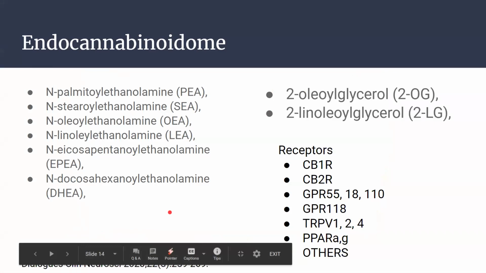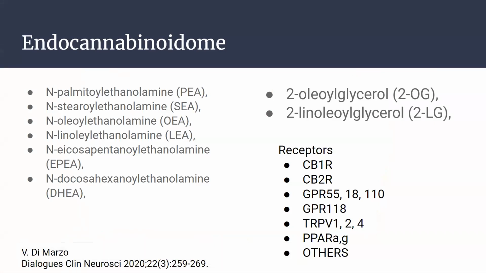Now, Dr. Vincenzo Di Marzo, the Canadian researcher, coined the term endocannabinoidome. He said that apart from AEA and 2-AG, there are a whole set of other molecules. On the left, PEA, SEA, OEA are anandamide-like endocannabinoids. And on the right side are 2-AG-like endocannabinoids. All these molecules form the extended endocannabinoid system, and they have effects in various other ways. Not only on CB1 and CB2 receptors, they have effects on GPR55, 18, 110, 118, TRPV1, TRPV2 and V4, PPAR alpha and PPAR gamma receptors, and various other receptors.